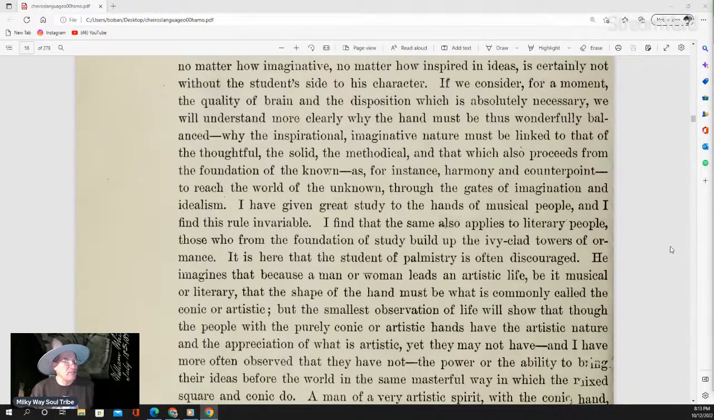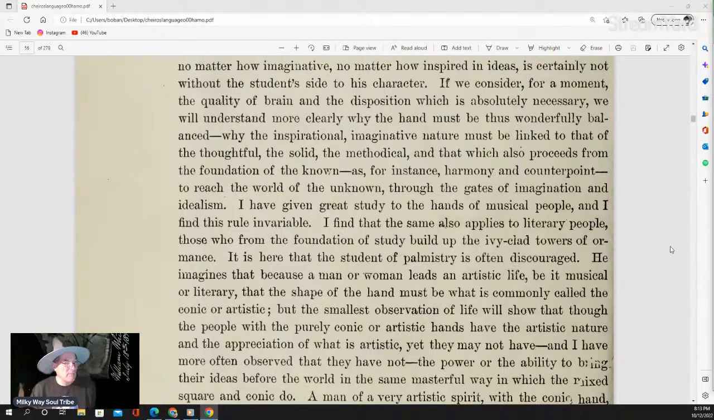I've given a great study to the hands of musical people, and I find this rule invariable. I find that the same also applies to literary people. Those who, from the foundation of study, build up the ivy-clad towers of literature. It is here that the study of palmistry is often discouraged. One imagines that because a man or a woman leads an artistic life, be it musical or literary, the shape of the hand must be what is commonly called the iconic or artistic.